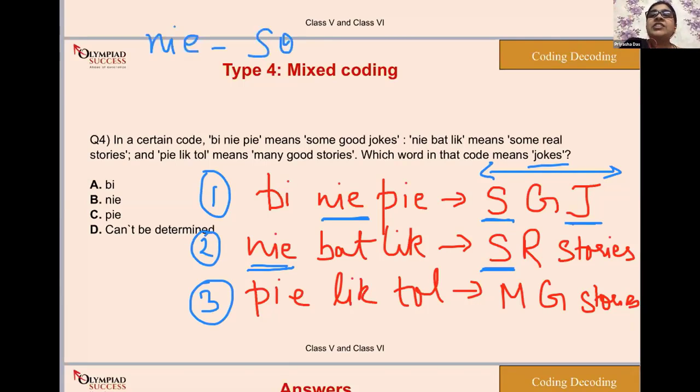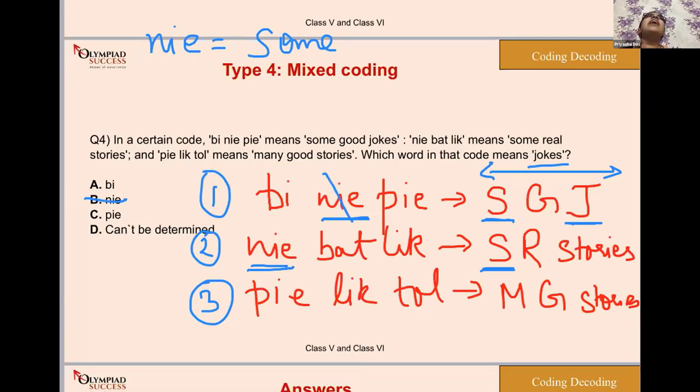Nai is matching in statements 1 and 2, and some is also matching in statements 1 and 2. Oh, very good, Aryan. So, nai is equal to some. So this got eliminated. Nai cannot be the answer.